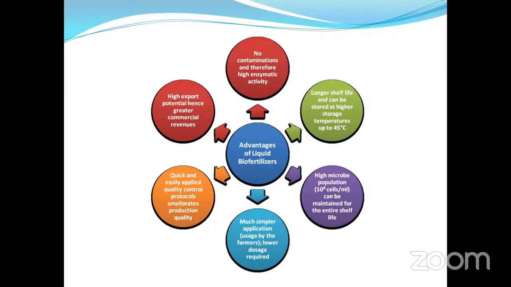So next is the higher microbial population. Obviously, whenever you grow microorganisms in liquid broth culture, you provide high nutrient dense media, so the cell population is much higher in case of liquid biofertilizer. As you can see, that cell population can go up to 10 to the power 9 cells per ml and can be maintained for its entire shelf life. So whenever you apply, even if you dilute that 10 times or 100 times, you get enough amount of microbial load on your seeds, which is very important for establishment of microbial cultures in the root zone or on the root.